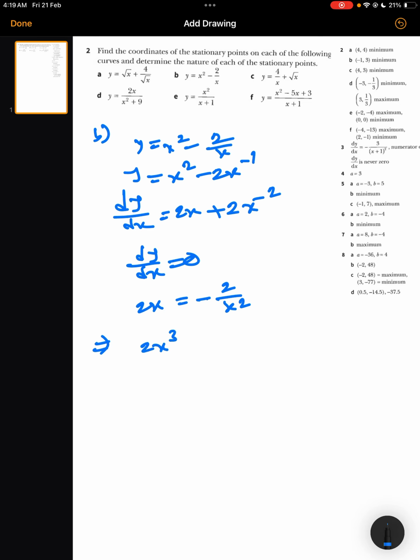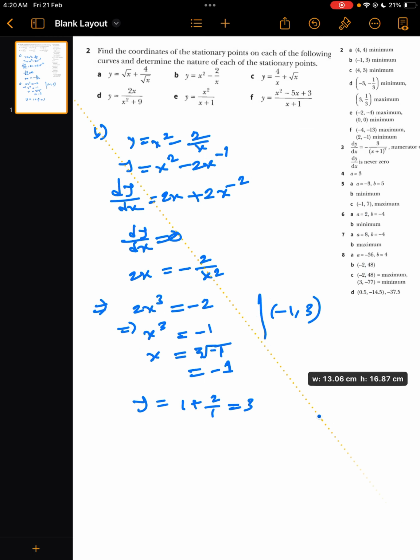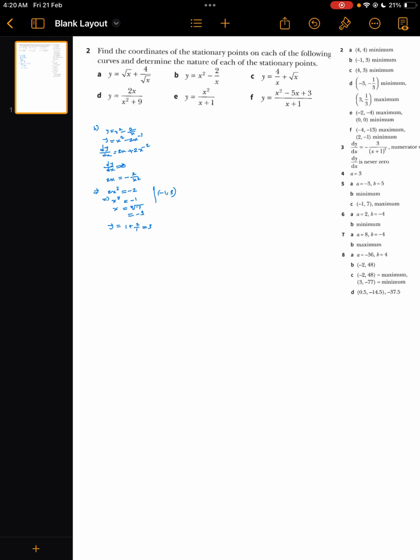So 2x cube is equal to minus 2. So x cube is equal to minus 1. x is equal to the cube root of minus 1, which is minus 1 technically. So y would be 1 plus 2, which is 3. Yeah, so the stationary point would be (minus 1, 3). We have to check whether it is maximum or minimum.